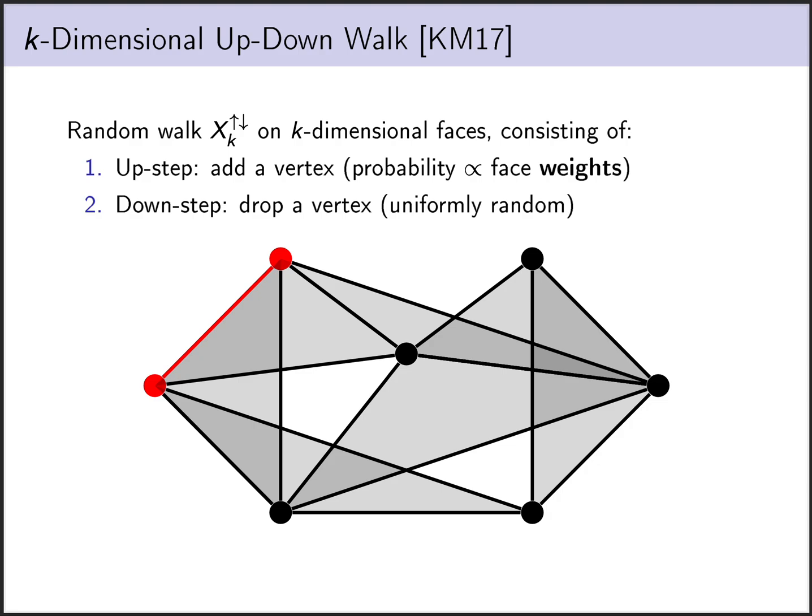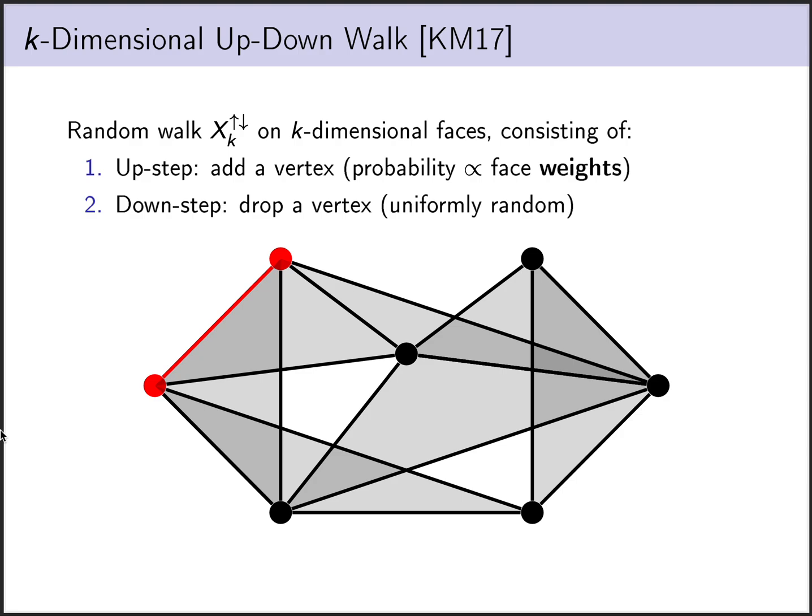Now there are a few different non-equivalent notions of high-dimensional expanders. The one I'll use here is based on the k-dimensional up-down walk from Kaufman and Mass in 2017. This is a fairly natural generalization of the notion of expander graphs, which require a spectral gap in the random walk on the vertices. Here we're going to define a high-dimensional random walk called the up-down walk and require that it has a spectral gap in all dimensions. The k-dimensional up-down walk is a random walk on the k-dimensional faces, and it's fairly natural. Here I've drawn the one-dimensional case.